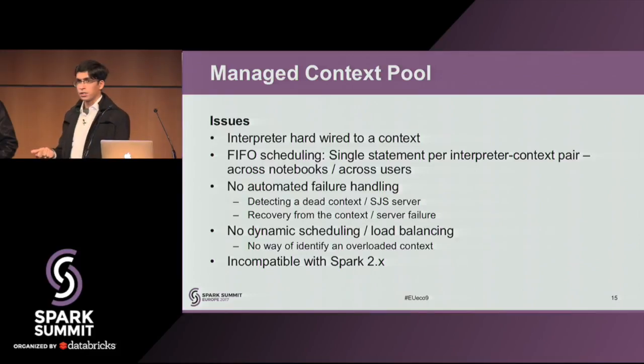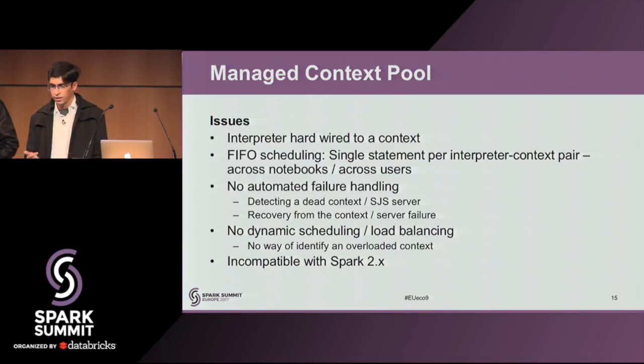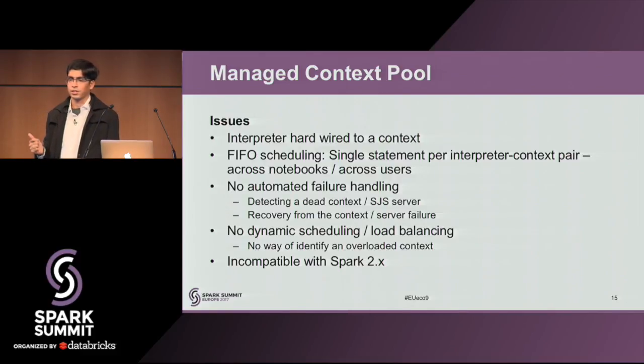Another problem which we had was load balancing, of course. That is, there was no automated way of identifying whether there's a context which is getting hogged by a number of queries while the others are sitting idle. And last but not the least, there was also a problem that the particular version of job server which we were using was not very compatible with Spark 2.x, so it would only support 1.6.